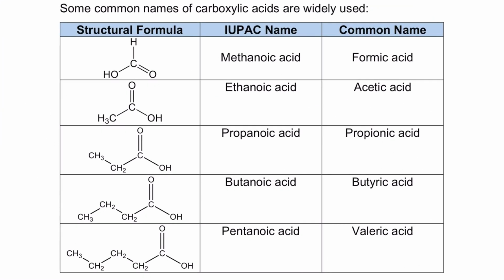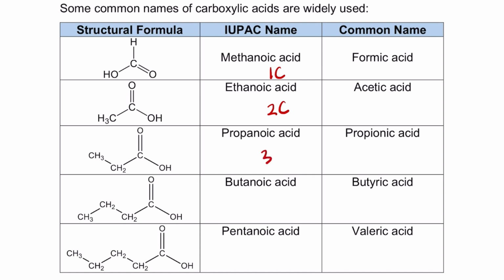For carboxylic acid, there are several common names that you have to understand. For example, we have methanoic acid. We can also call it formic acid. This is carboxylic acid with one carbon atom. And then ethanoic acid with two carbon atoms can also be called acetic acid.